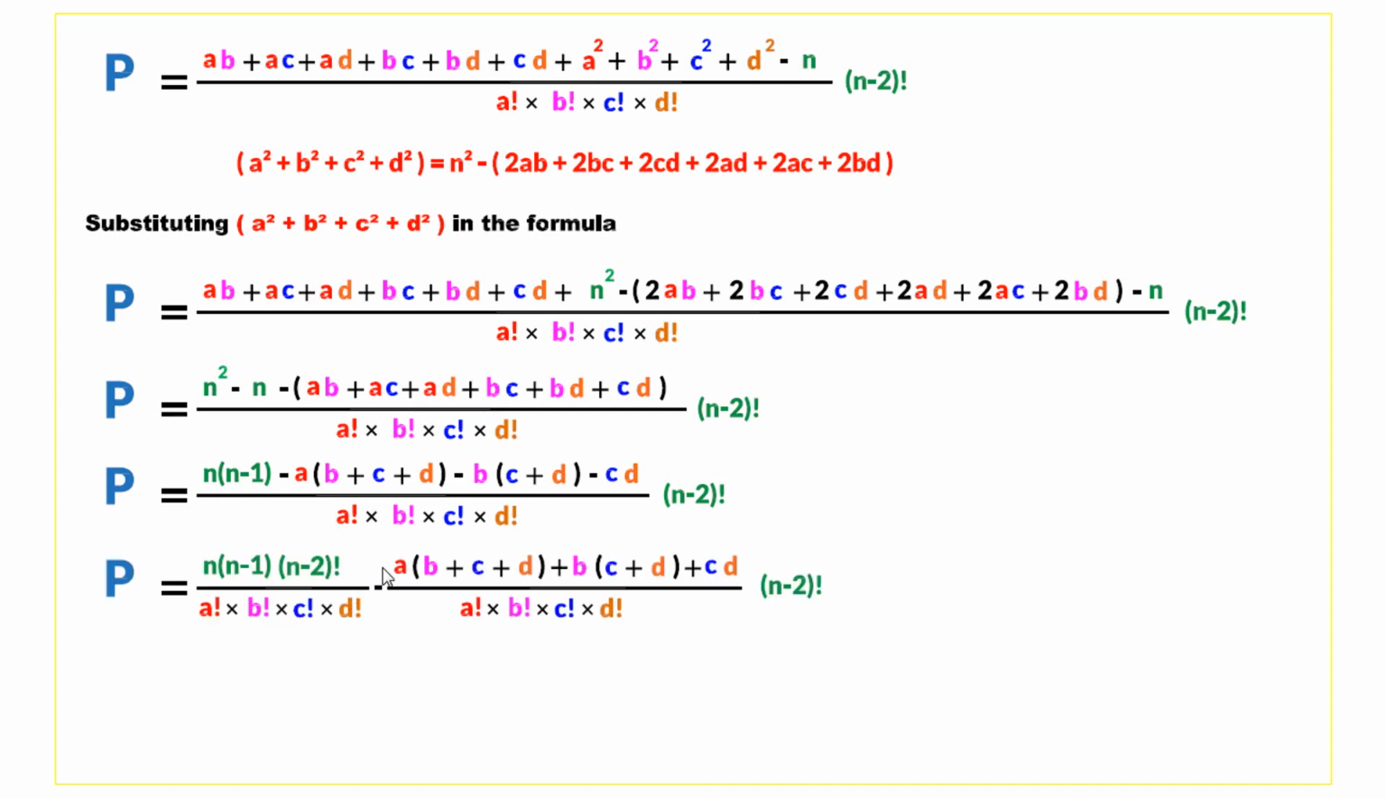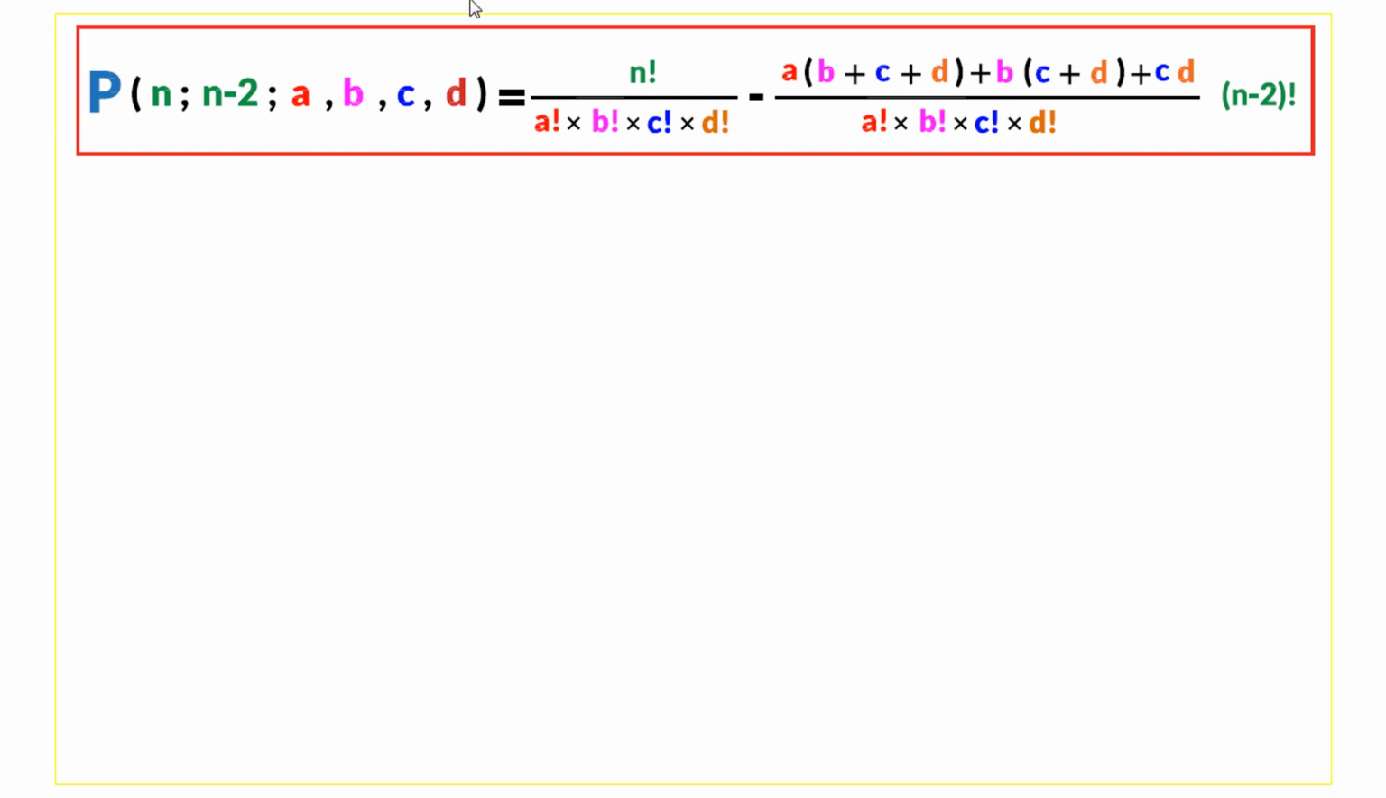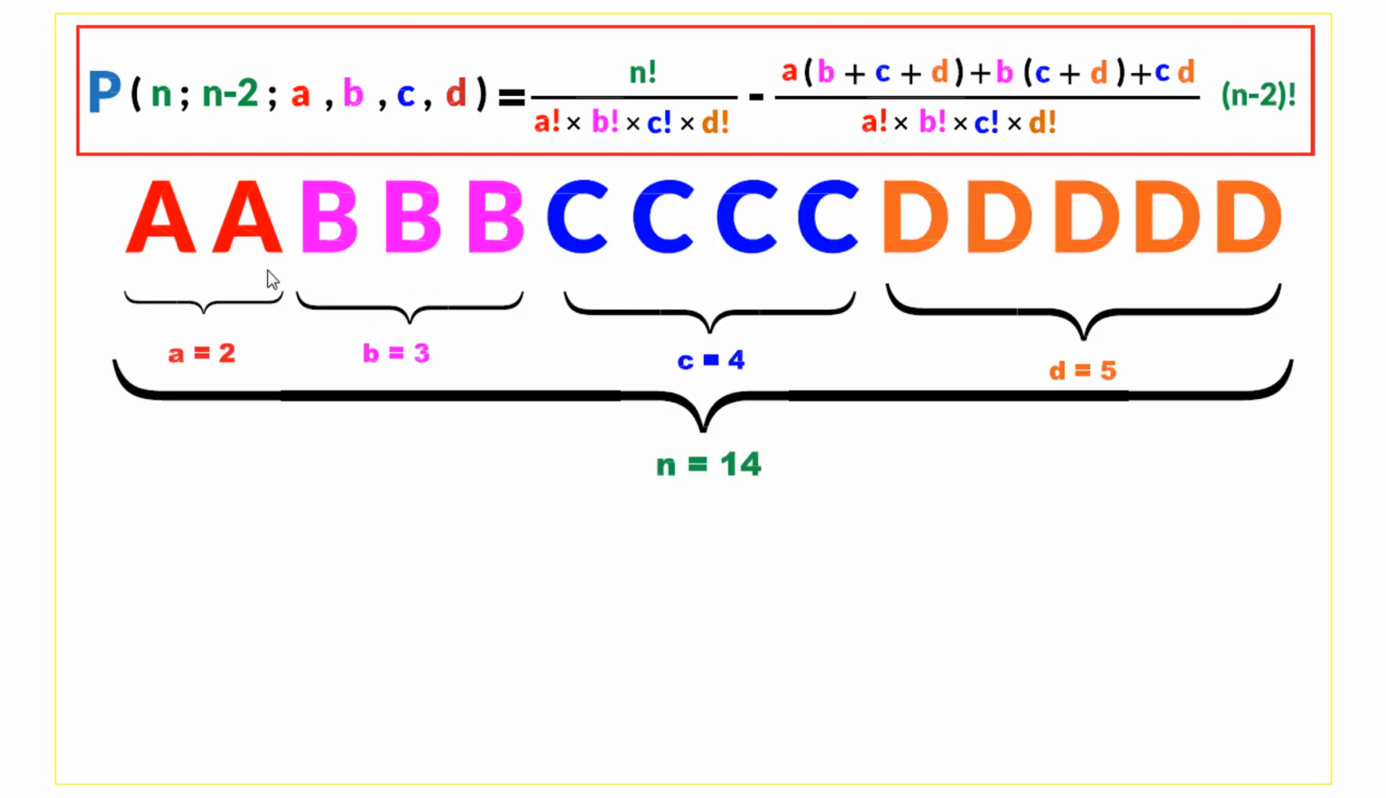and now we can write this formula into two fractions, but we notice that n times n minus 1 times n minus 2 factorial is n factorial. And now we arrive at this formula here. So this is the formula we are seeking, and we can read it as permutation of n objects taken n minus 2 at a time without replacement with these identical items a, b, c, and d. So now we can apply it on this.